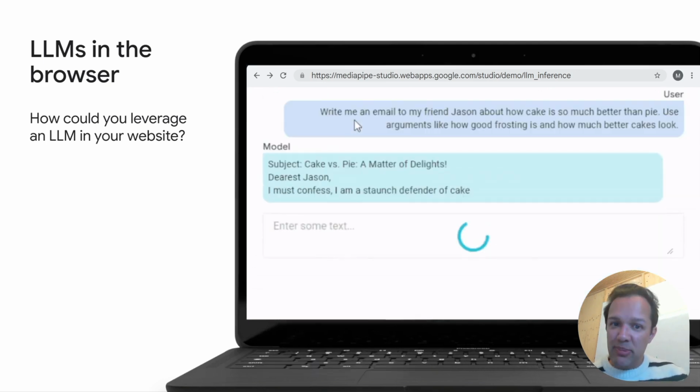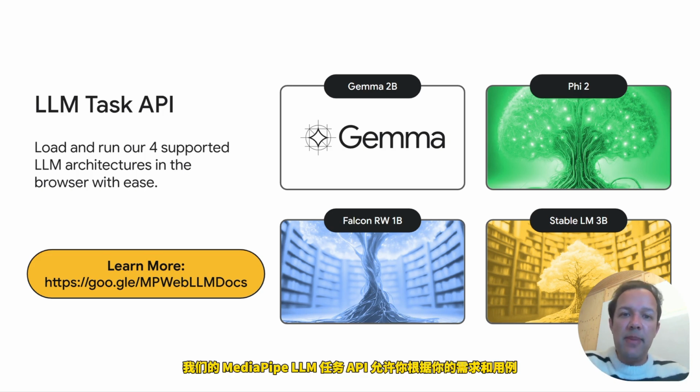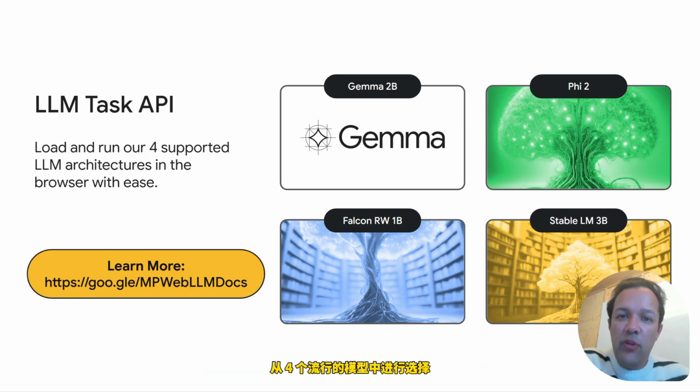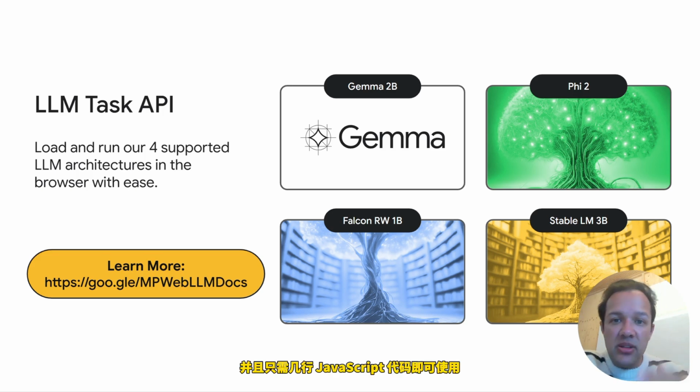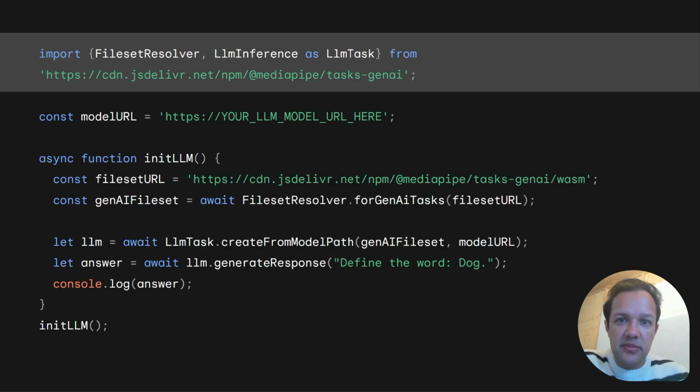Really impressive stuff. Now, at this point, if you're not from an AI background, you might be wondering how hard it is to use an LLM in the browser. Well, our MediaPipe LLM Task API allows you to choose from 4 popular models, depending on your needs and use case, and it can be used in just a few lines of JavaScript. No need to be an AI expert. So let's take a look.